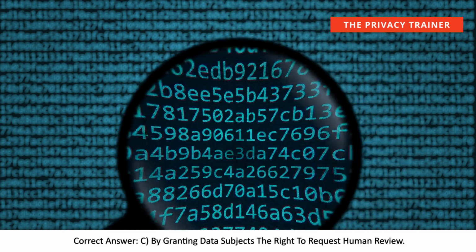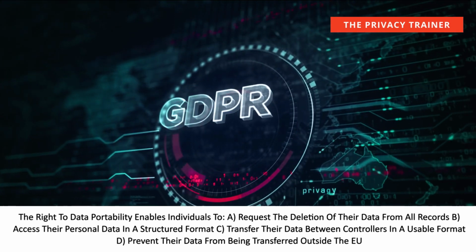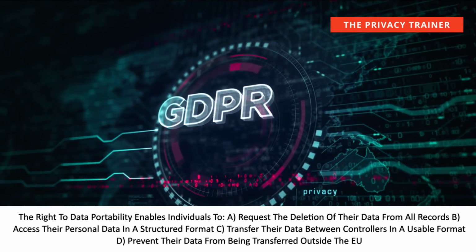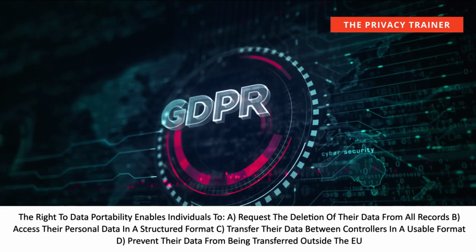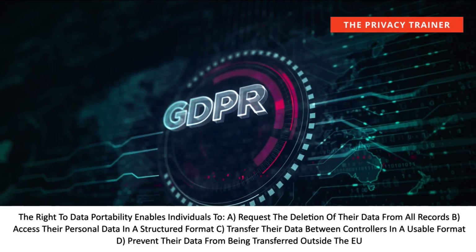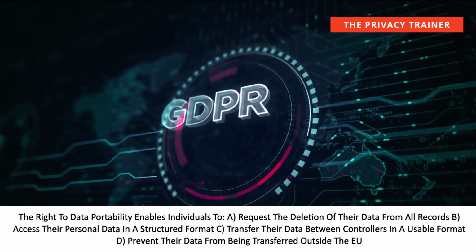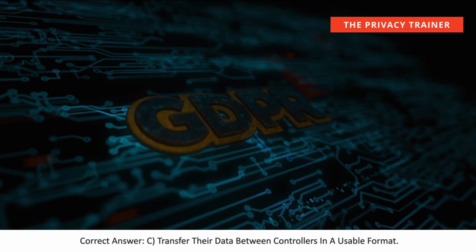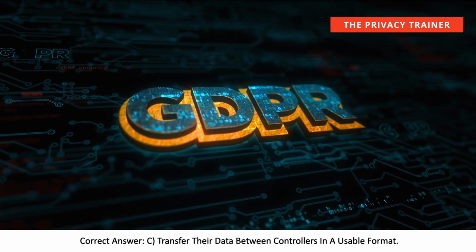By granting data subjects the right to request human review. The right to data portability enables individuals to: A. Request the deletion of the data from all records. B. Access the personal data in a structured format. C. Transfer the data between controllers in a usable format. D. Prevent the data from being transferred outside the EU. Correct answer, C. Transfer the data between controllers in a usable format.